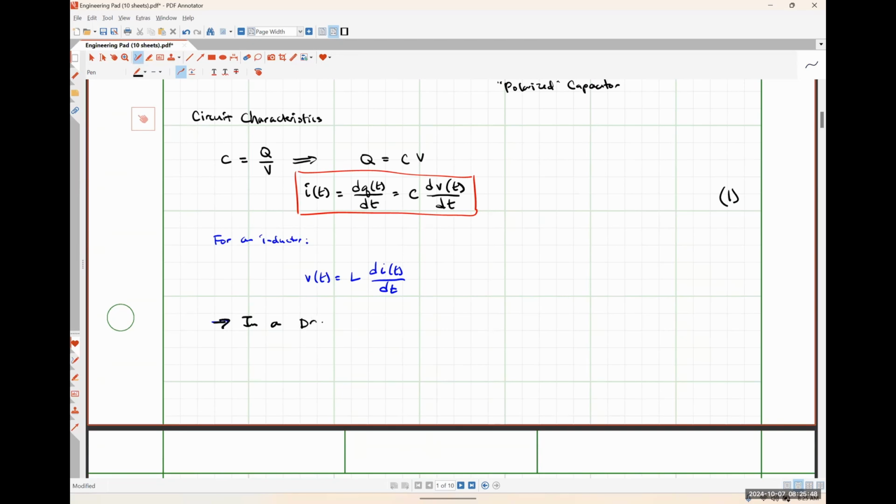in a DC circuit, capacitors behave like what? What was that? So inductors behaved like a short circuit because we found that the voltage drop across them would be zero. So capacitors are going to behave like an open circuit because the current flowing through them must be zero. Okay.